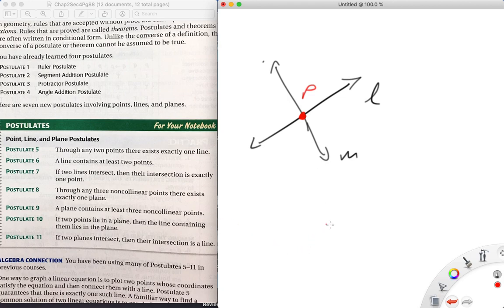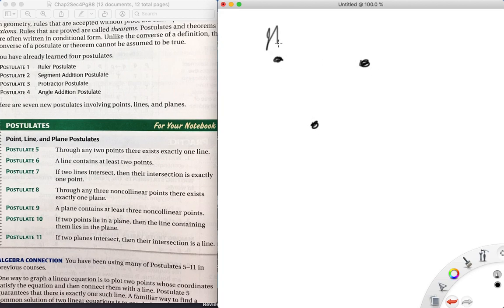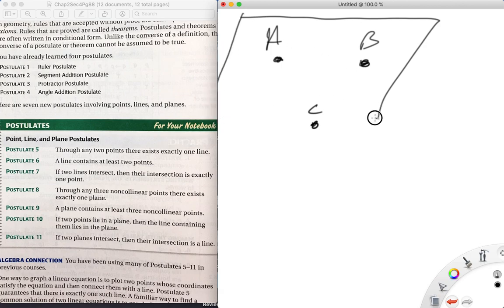Postulate 8. Through any three non-collinear points, there exists exactly one plane. In order for this to work, there has to be non-collinear, right? And that forms one plane. One plane. All right, 3 points, plane P, forms exactly one plane, and they have to be non-collinear.